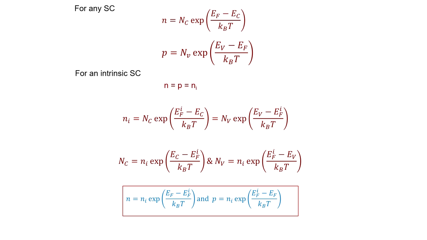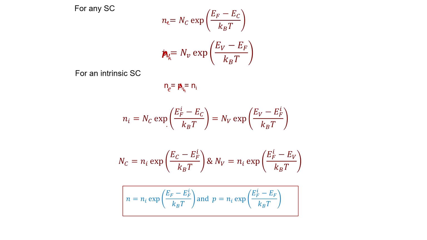So, for any semiconductor we have seen that Ne is equal to Nc exponential (Ef minus Ec) by Kt, and Nh is Nv exponential (Ev minus Ef) divided by Kt. For an intrinsic semiconductor, Ne is equal to Nh is equal to Ni.